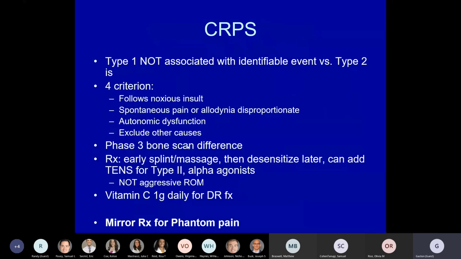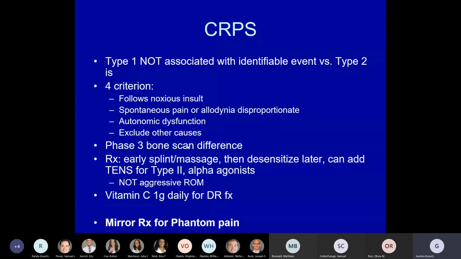CRPS, two types. It has been asked a fair amount in the past. Type 1 is not associated with an identifiable event. Type 2 is. So if you have a distal radius fracture post-op, they have CRPS. That's a type 2 CRPS. The criteria I don't think is important. Things have been asked. A 3-phase bone scan is one way to objectively diagnose it.